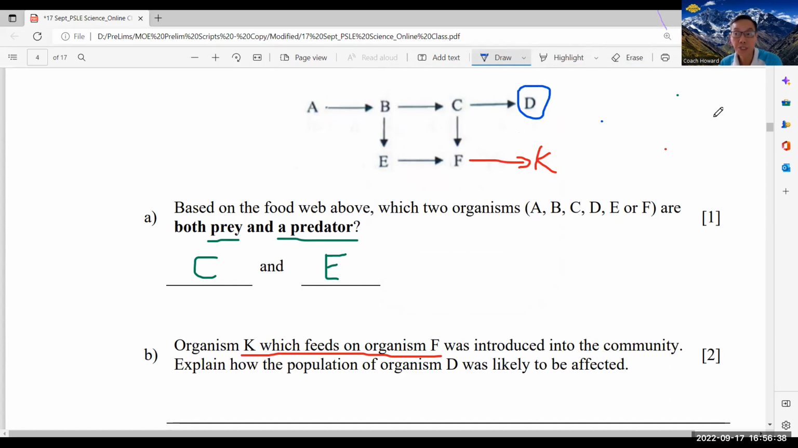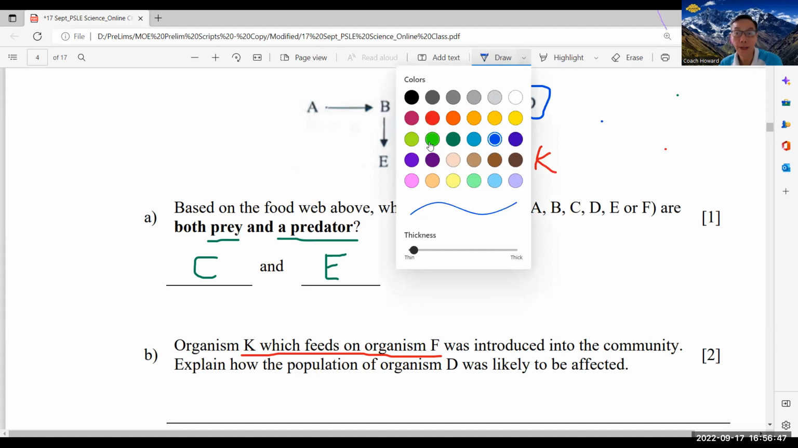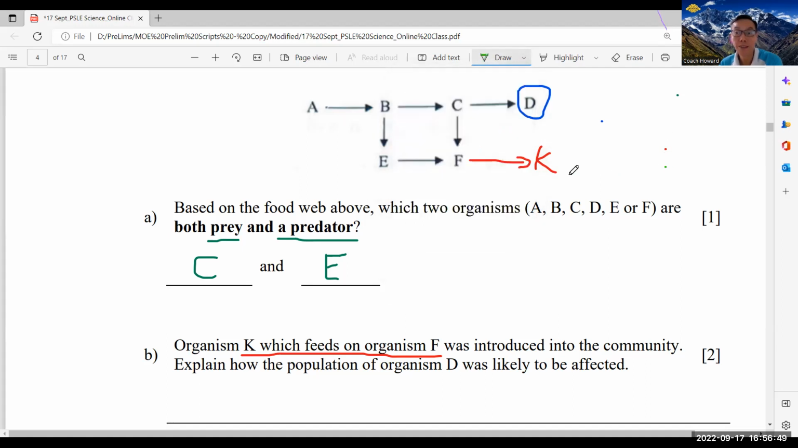For such questions, you look at the organisms that are closest to K. So you annotate using another color. If K feeds on F, F will drop, right? So you annotate this one, F will drop. Then you follow here, because I don't want you to go this loop, I want you to go this loop. Go up. If F drops, that means there are fewer predators for C, so C will increase. If C increases, that means there's more C, so D will also increase. This is how you do the working.